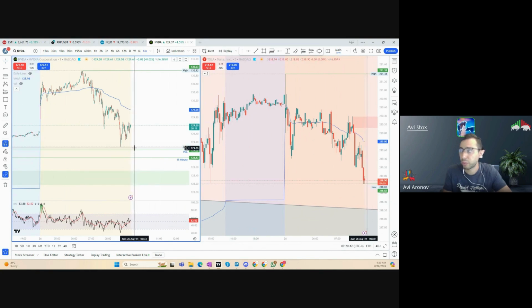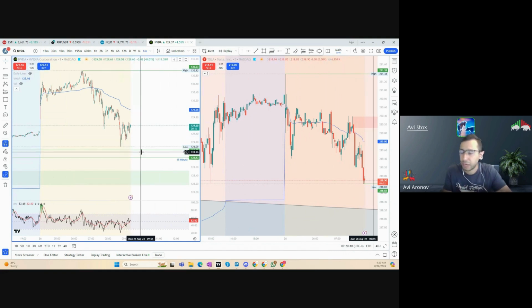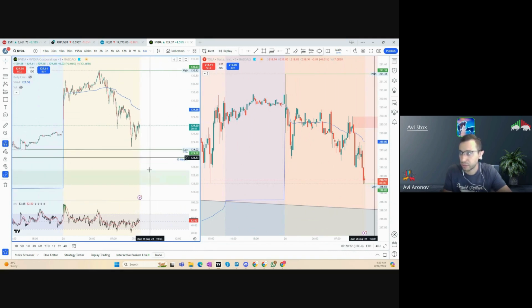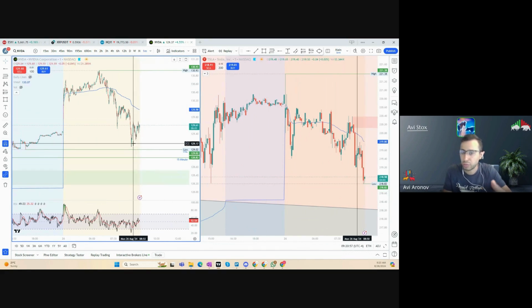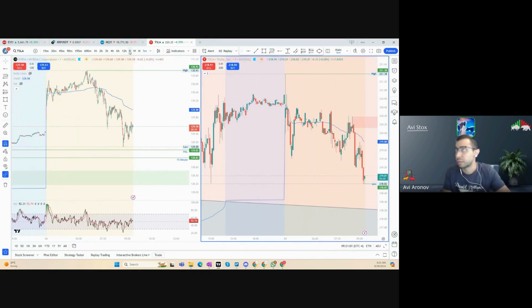If the VWAP comes here and it's tested right before passing it, I will look for a short, because even though we have these zones here, those two confirmations show me stronger signs for short. In about 5 minutes, 10 minutes, 9 minutes, the market will open.